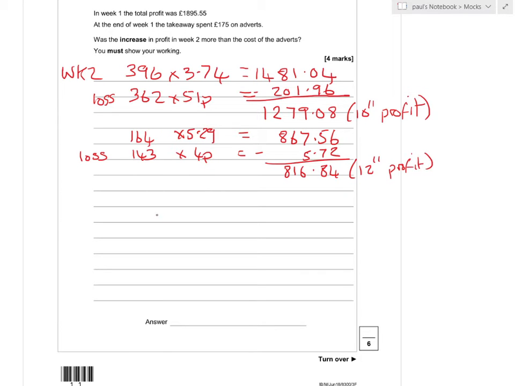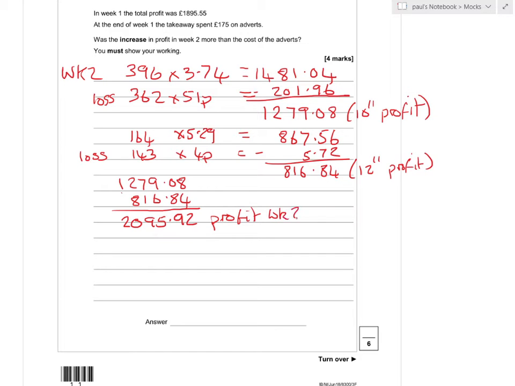Right, let's add the two profit numbers together. So we got 1279.08 and 816.84. This is a long question, yeah. So 1279.08 add 816.84. So we made in week 2 $2,095.92 profit.